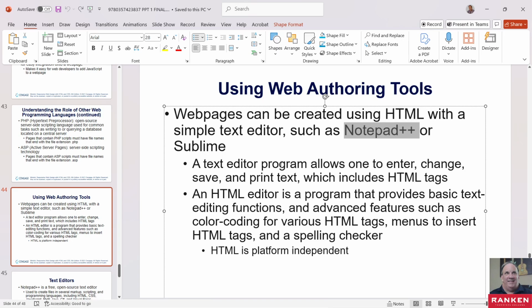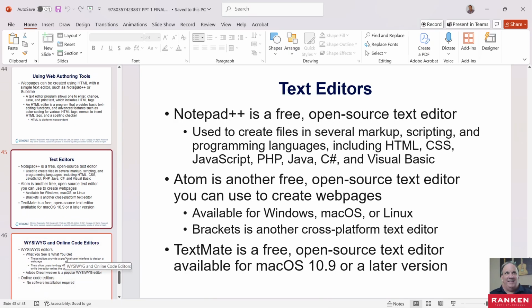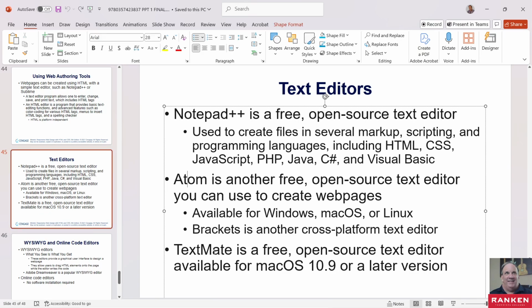A text editor program allows one to enter, change, save, and print text, which includes HTML tags. An HTML editor is a program that provides basic text editing functions and advanced features such as color coding for various tags, menus to insert tags, and a spell checker. So here are some common text editors. Notepad++ is free. Atom. And then there's also TextMate.